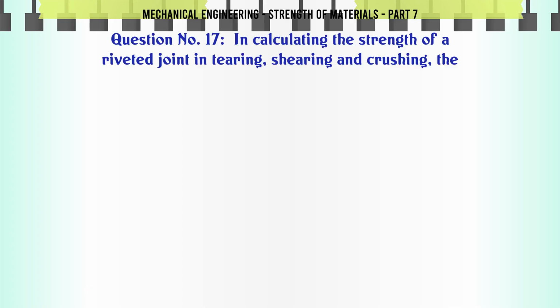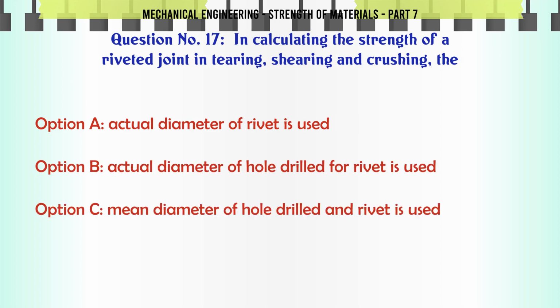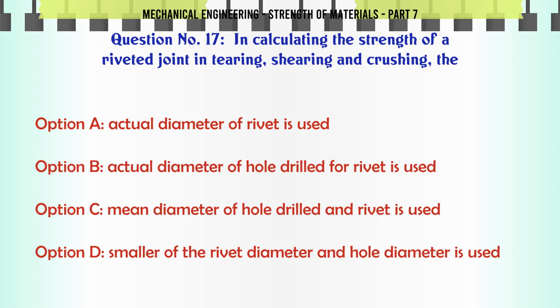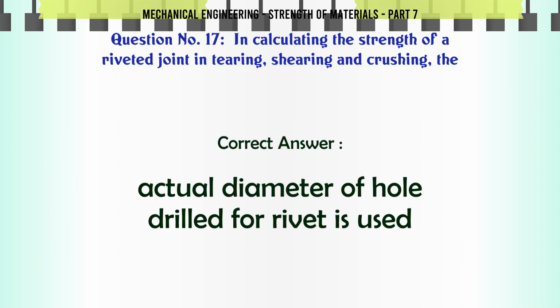In calculating the strength of a riveted joint in tearing, shearing, and crushing, the A. actual diameter of rivet is used. B. Actual diameter of hole drilled for rivet is used. C. Mean diameter of hole drilled and rivet is used. D. Smaller of the rivet diameter and hole diameter is used. The correct answer is actual diameter of hole drilled for rivet is used.